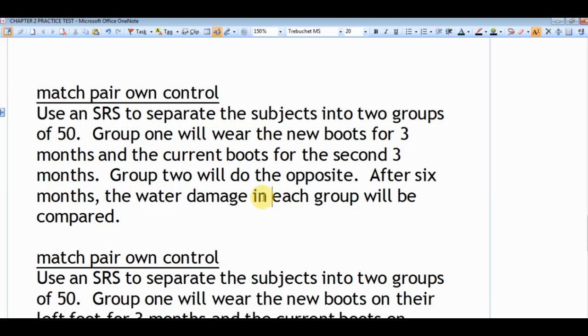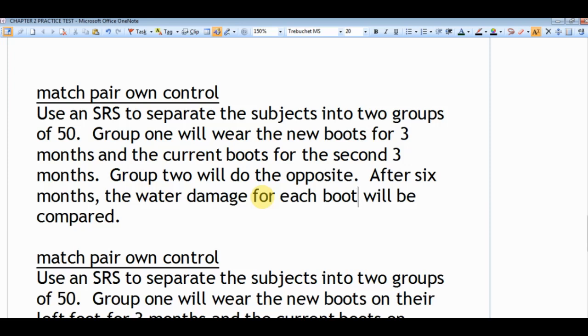Does that mean we can't just say one group wears one type of boot for 6 months? That one was the first one that we did, right, completely randomized. So that'd still be okay? There are better ones to use. Yeah. And I don't remember exactly how they scored this, but I'm pretty sure that if you used a completely randomized design, you didn't get full credit.